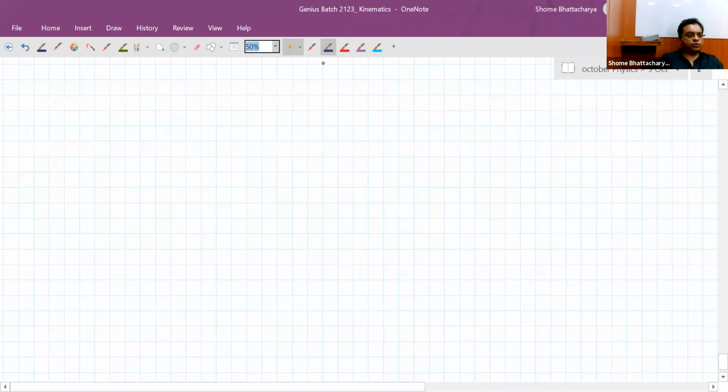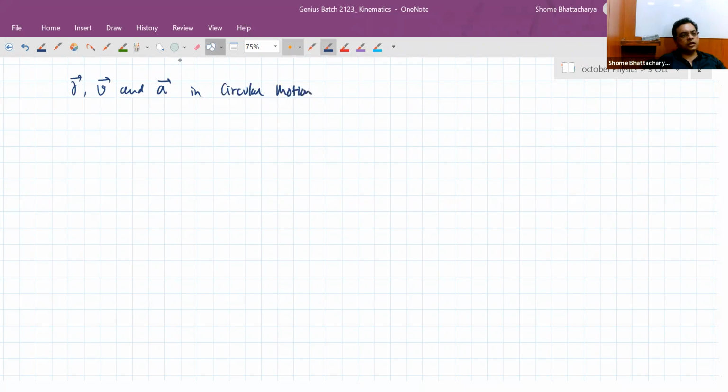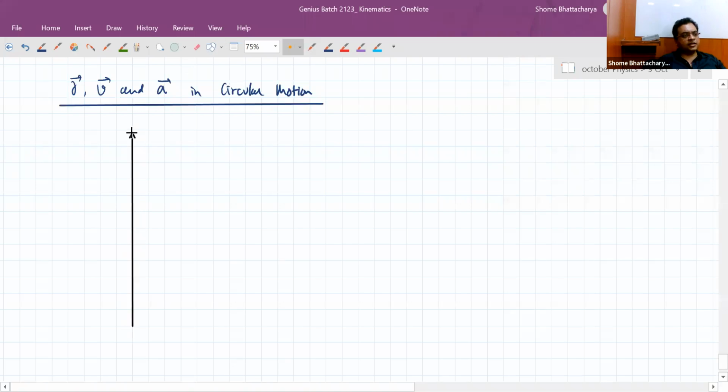Now, next up, the most important part of this kinematics of circular motion is describing position, velocity, and acceleration in circular motion in terms of the angular parameters. Now that we've understood the angular parameters, let's look at how we'll define these kinematical parameters in terms of them.